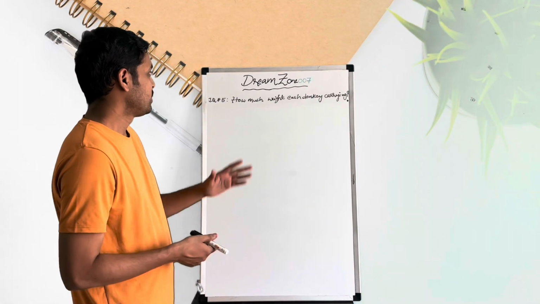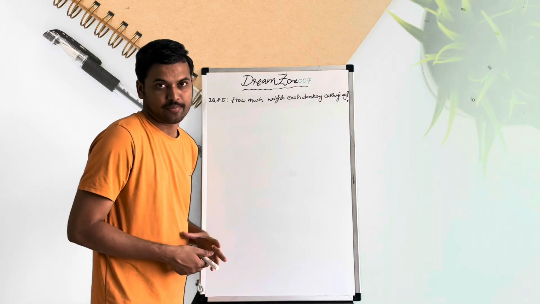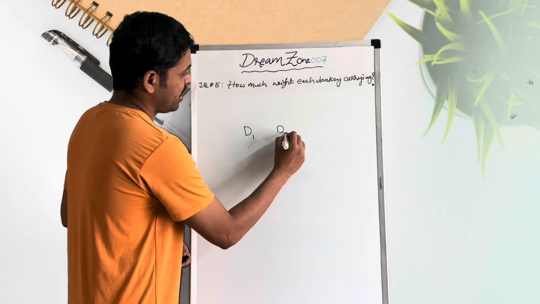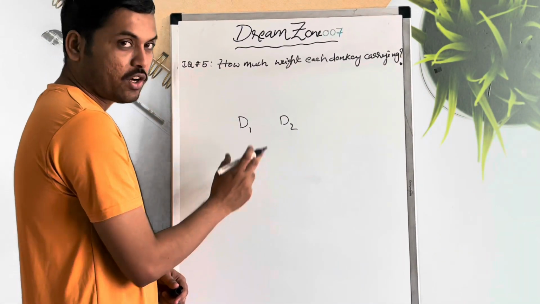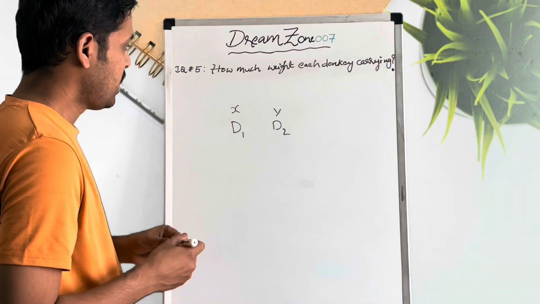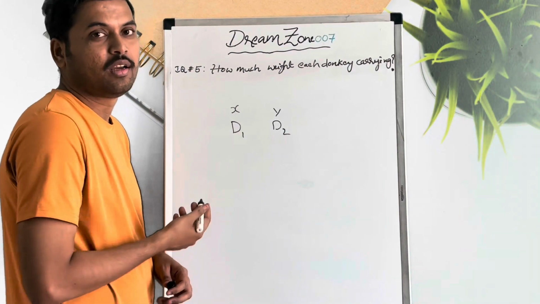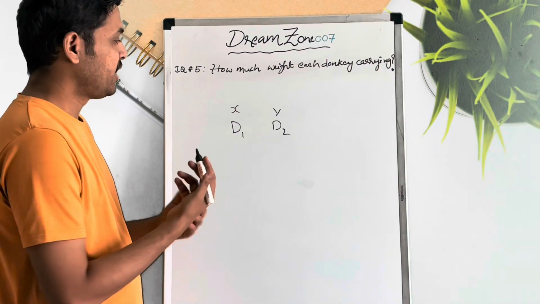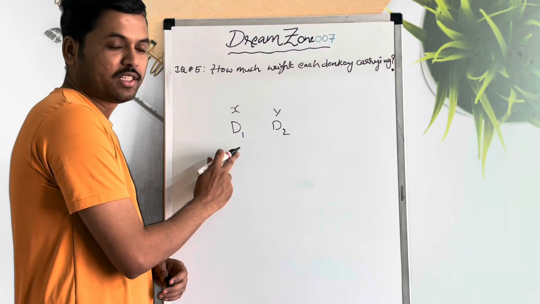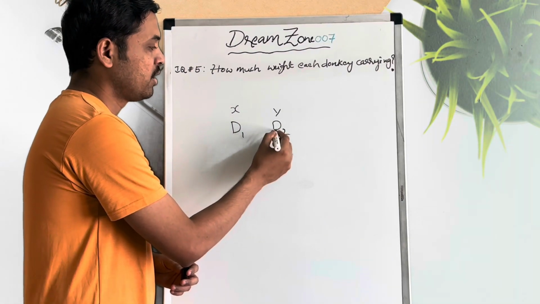Now let's go to today's video question: how much weight is each donkey carrying? There are two donkeys, D1 and D2, which are carrying some weight called X and Y. Since the D1 donkey feels that it has more weight and is not able to bear it, D1 tells D2, hey D2, I have more weight and I am not able to carry it. Can you please take 1 kilo of my weight onto you?